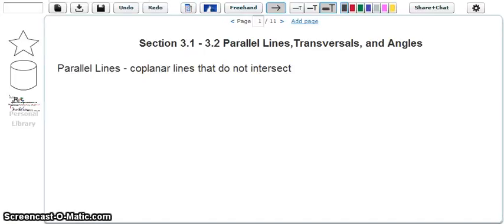This is a review for sections 3.1 to 3.2, which covers parallel lines, transversals, and angles. First off, we have parallel lines. Parallel lines are coplanar lines that never intersect. Here's a quick example.